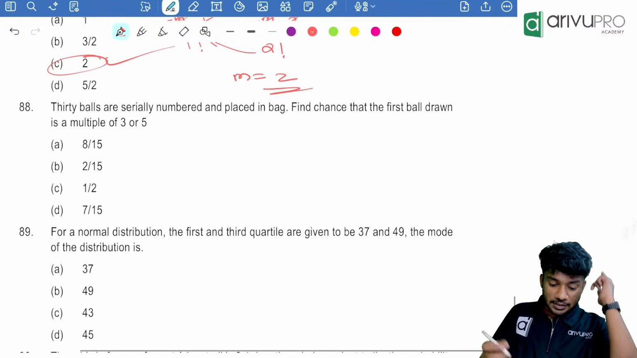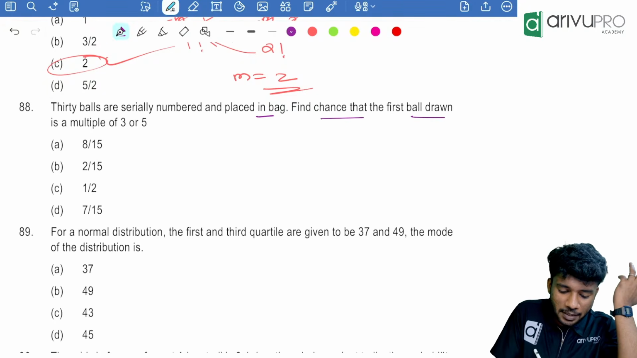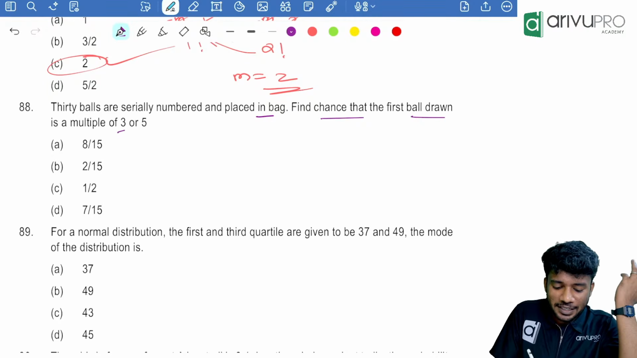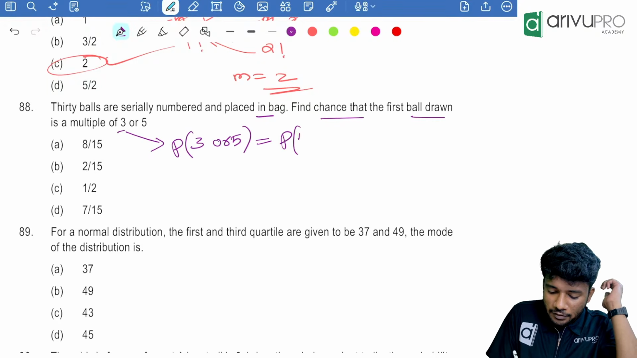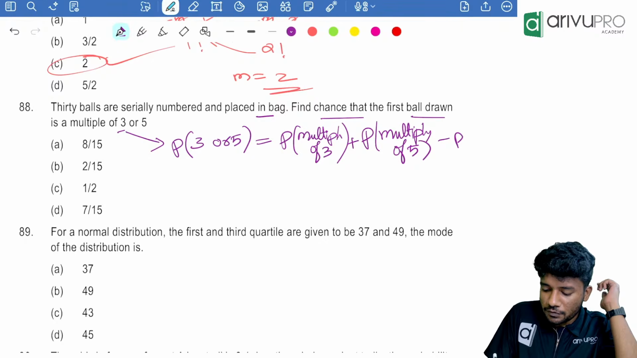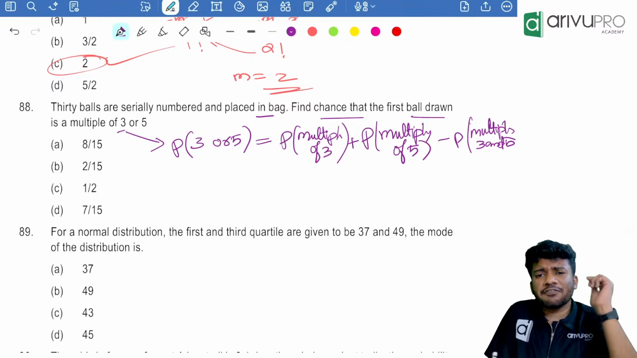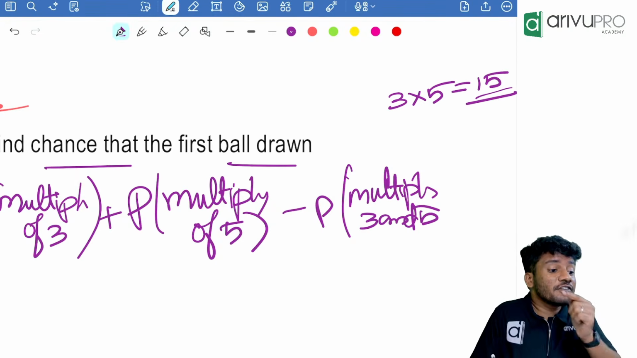Poisson distribution. 30 balls are serially numbered and placed in a bag. Find the chance that the first ball drawn is a multiple of 3 or 5. Multiple of 3 or 5 means what? The first one, P of 3 or 5 is nothing but the probability of a multiple of 3 plus the probability of a multiple of 5 minus the probability of a multiple of 3 and 5. Whenever I say 3 and 5, that is 3 into 5, that means a multiple of 15 should be the case.